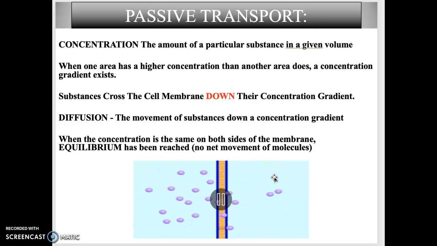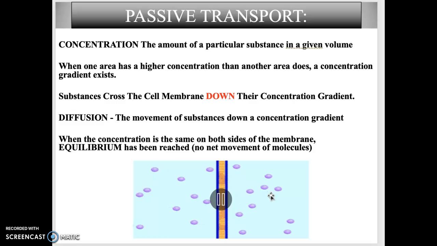But what happens is, because of kinetic energy and the molecules bouncing off one another, the molecules will tend to move from this side to this side until there's an equal amount of oxygen on both sides of the cell. And in fact, that's exactly what happens. This is called a molecule moving down its concentration gradient. All that means is it's a molecule that's moving from high concentration to low concentration.